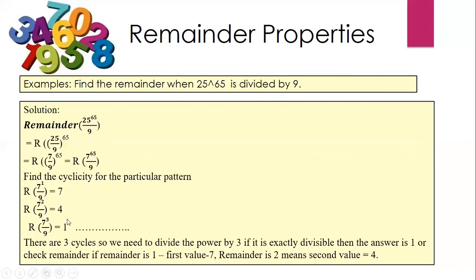So if there are 3 cycles, I divide the power by 3 and based on the remainder, I take the value. If there are 6 cycles, I will divide the power by 6 and based on the remainder, we decide what our answer will be.